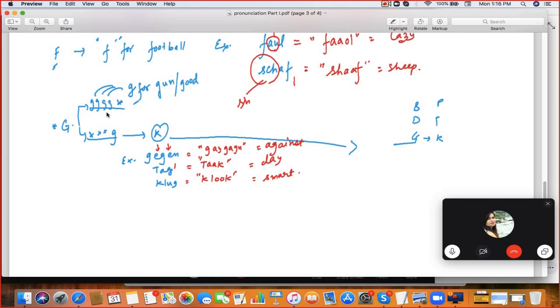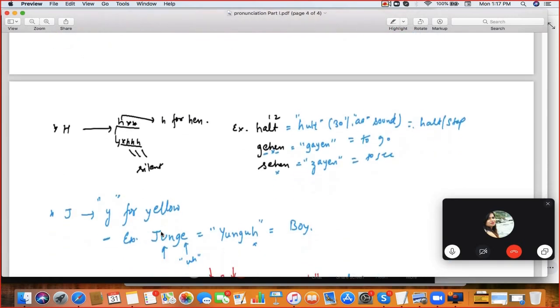Gegen, Gegen. Tag, Tag. Klug, Klug. Gegen, Tag and Klug. G at the end is K.